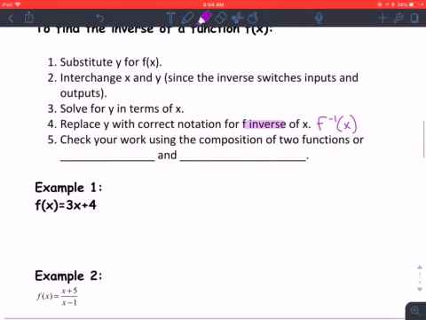Alright, then we'll check our work using composition of two functions. We haven't learned how to do that yet, but we will. Or we can graph, and then we can check with points.